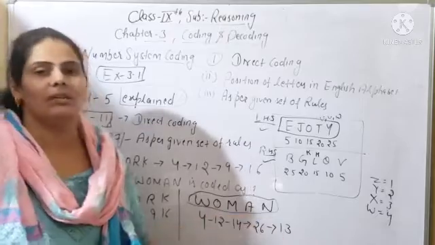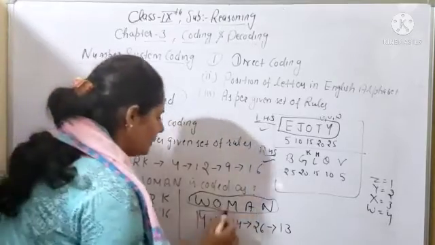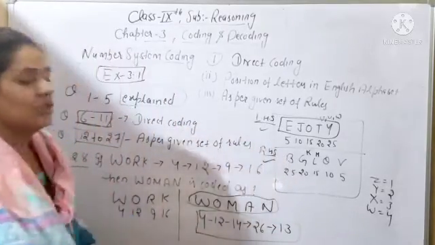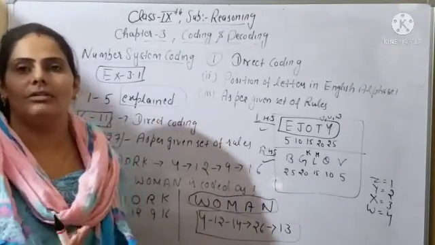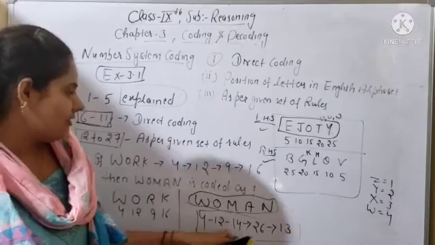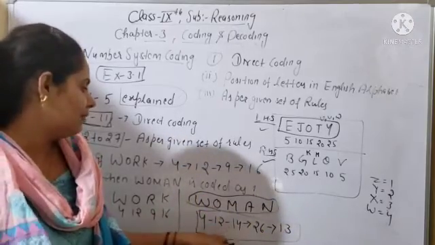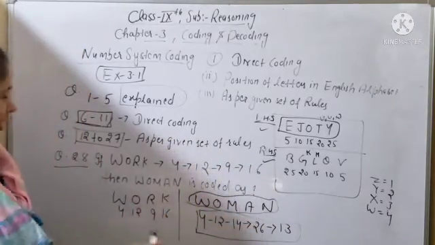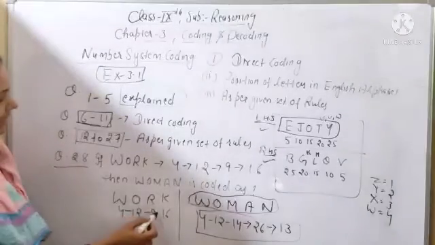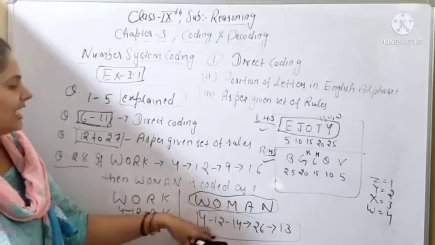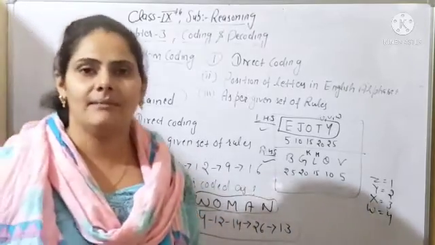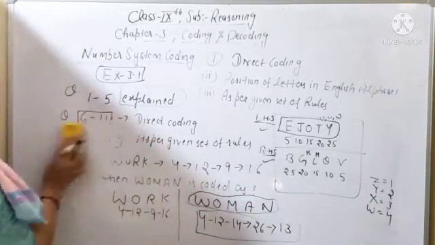So 4, 12, 14, 26 and 13 will be your answer. You will not add these numbers, because the answer is given only like that, so you have to leave them as they are. The question is also given in this form: 4, 12, 9 and 16. WORK is coded as 4, 12, 9, 16. So WOMAN is coded as 4, 12, 14, 26 and 13. Clear? Now next question, beta.